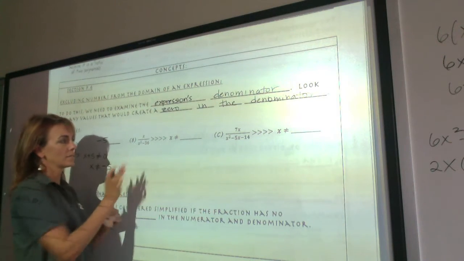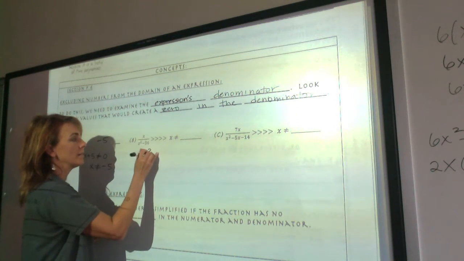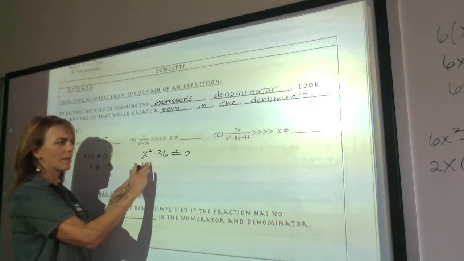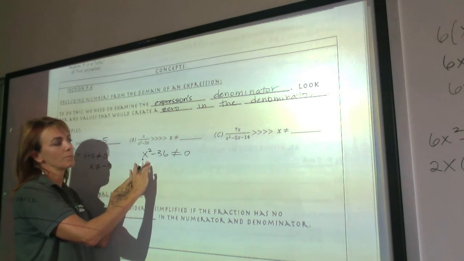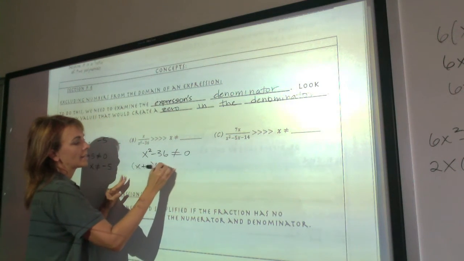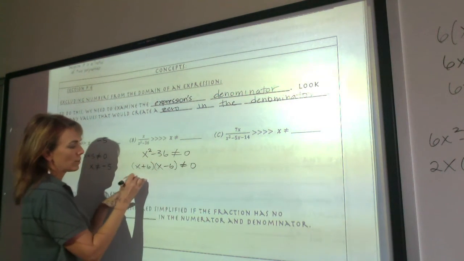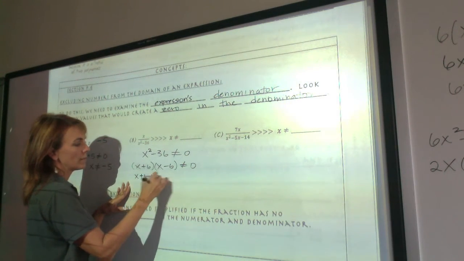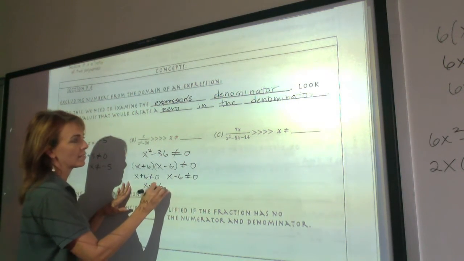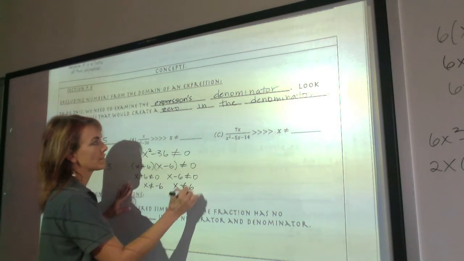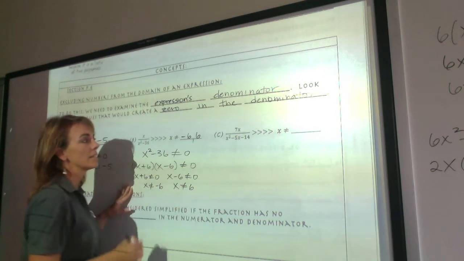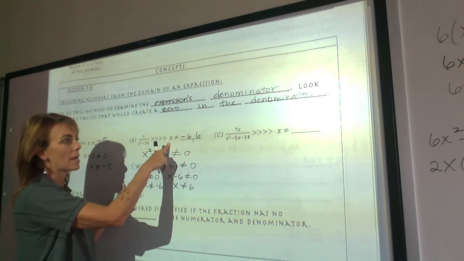All right, so how about this one? X squared minus 36. Take that denominator and set it not equal to 0. Okay, so let's take this. I think we know how to factor this by difference of squares, right? We can call this x plus 6 and x minus 6 cannot equal 0. So here x plus 6 could not equal 0 and x minus 6 could not equal 0. So x cannot equal -6 and x cannot equal 6 or else we're going to have a problem here. So we can just say -6 comma 6 as our exclusions to our domain.